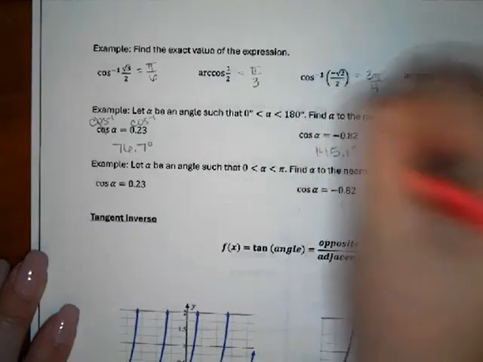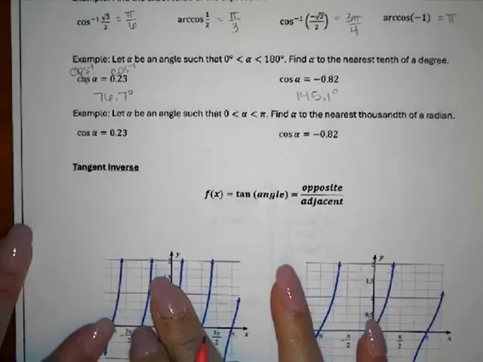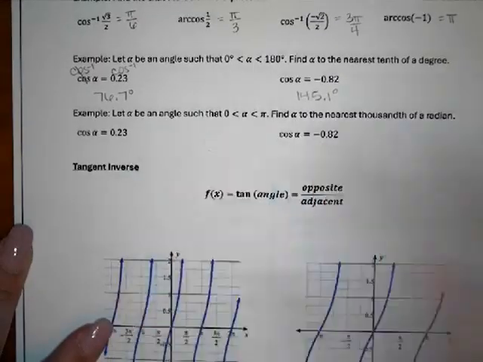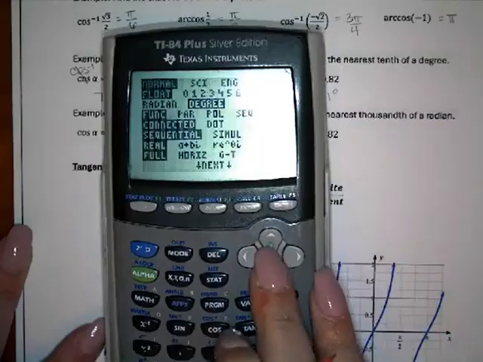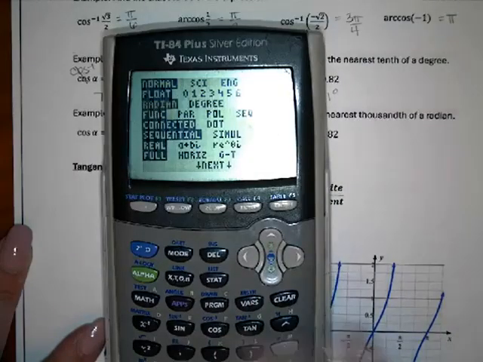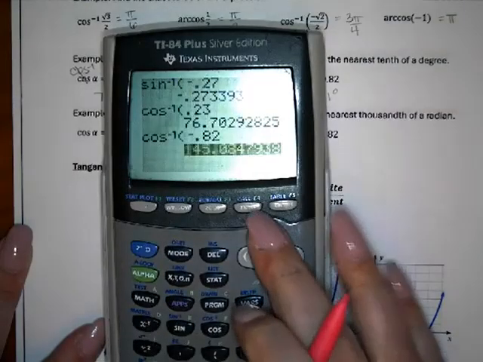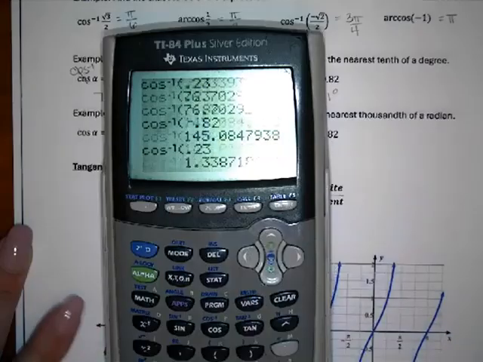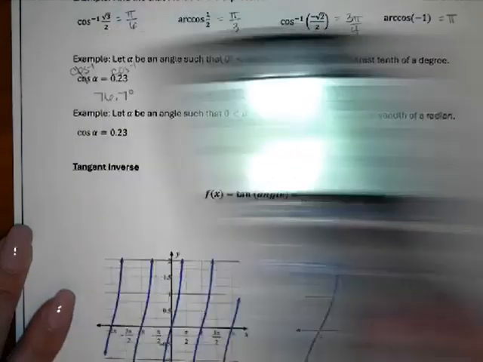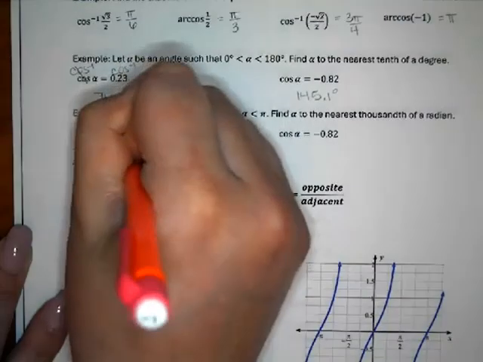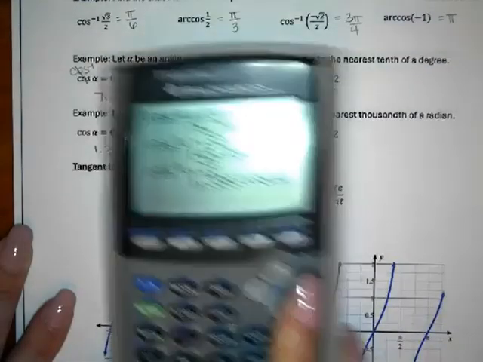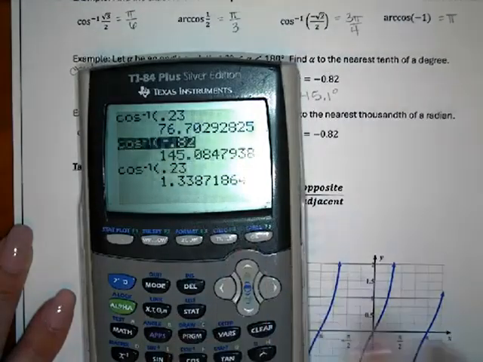And then I'll go ahead and find the radian measurements by changing this back into radians. And we'll do both of these again. 1.339. 2.532.